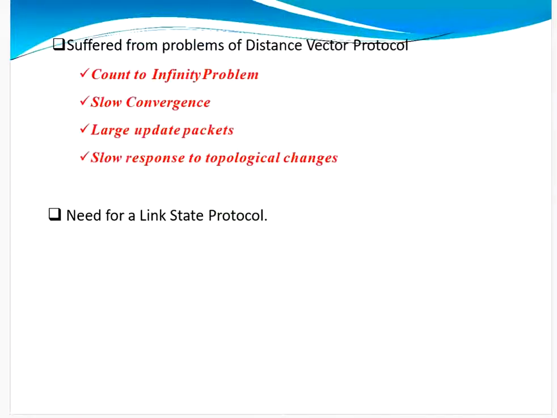We have suffered from many of the problems of the distance vector protocol, that is the count to infinity problem, slow convergence, large update packets, and slow response to topological changes. And for this we need a link state protocol.